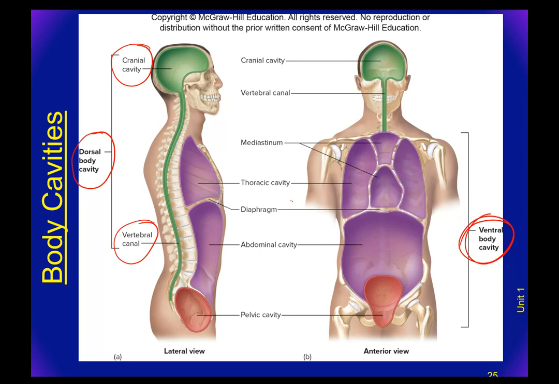When it comes to your ventral body cavity, it gets a little bit more complicated. So, you've got the purple, right? You can see that. That is together the abdominopelvic cavity.